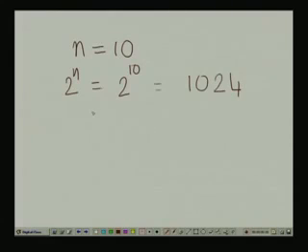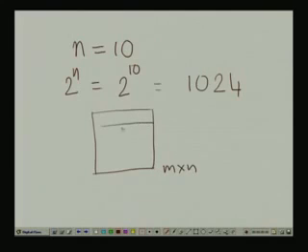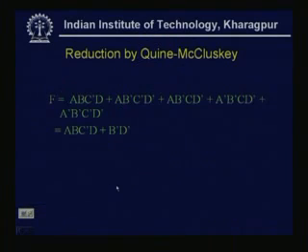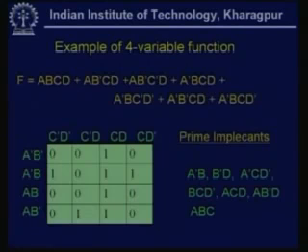So, my size of the K-map table, if it is m by n, then m into n should be 1024. Now, just now we have seen one 4 variable example, where for this 4 variable example we have seen that there can be 7 groups, if I consider all the quads and couples.